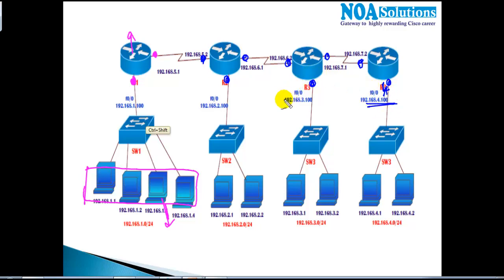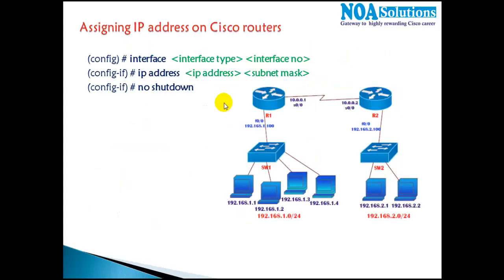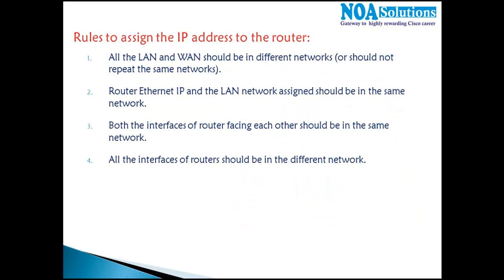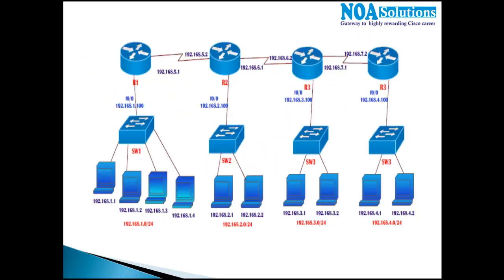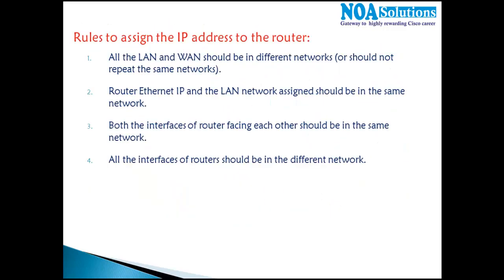Now the number of IP addresses we need to assign on the router depends on the number of interfaces we are connecting on that particular router. And then there are the commands, we'll get back to the commands in our next video anyway. But whenever you're assigning the IP addresses, you need to ensure that you follow these rules. Let us start with the first rule.